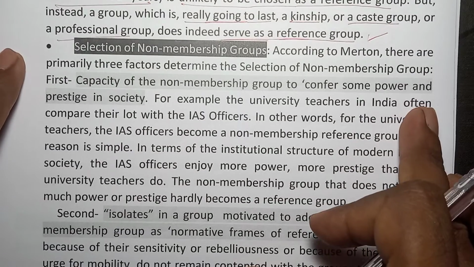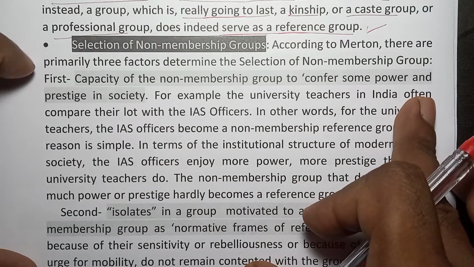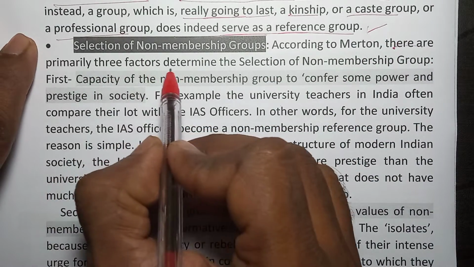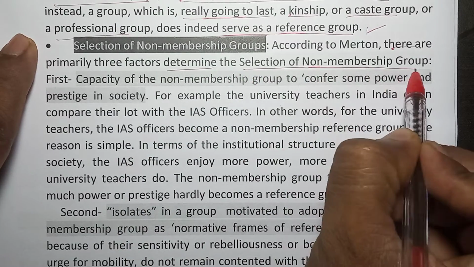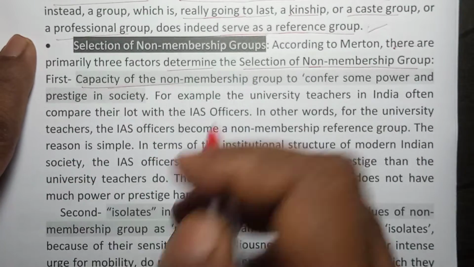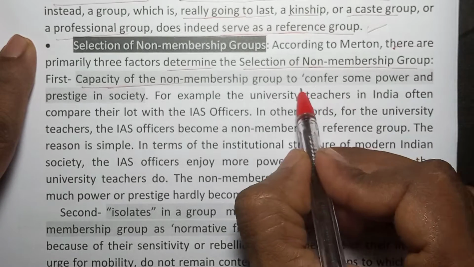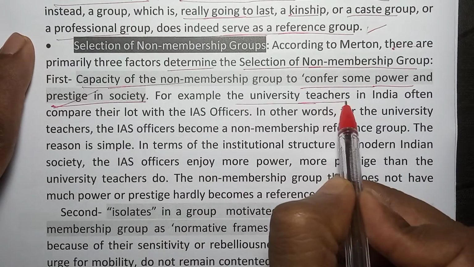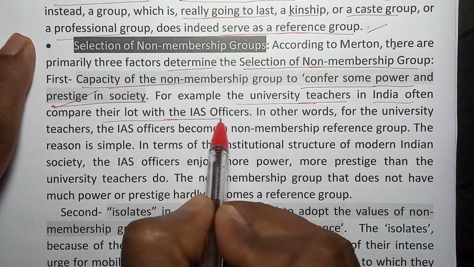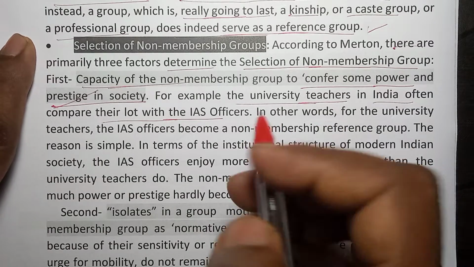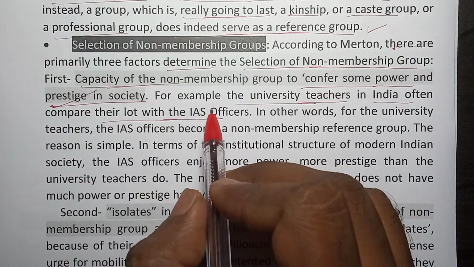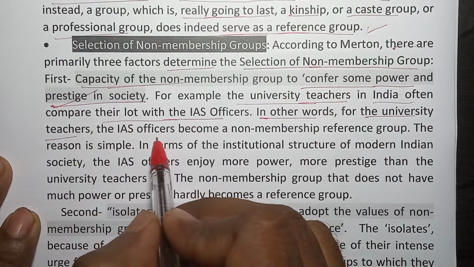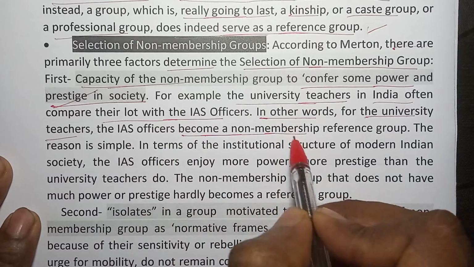Now, selection of non-membership reference group. According to Merton, there are primarily 3 factors that determine the selection of a non-membership group. First, the capacity of the non-membership group to confer some power and prestige in society. For example, university teachers in India often compare their lot with IAS officers. In other words, for the university teachers, the IAS officers become a non-membership reference group.